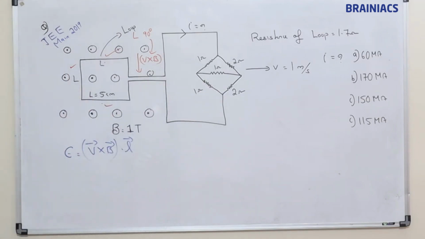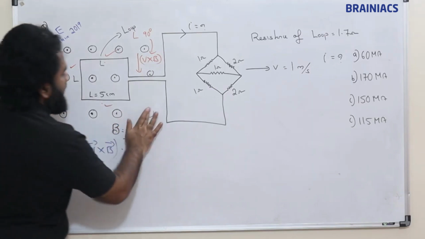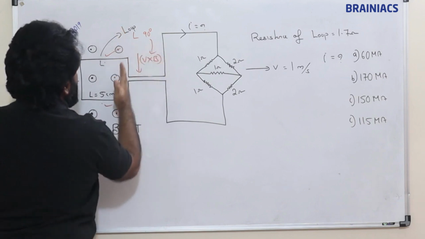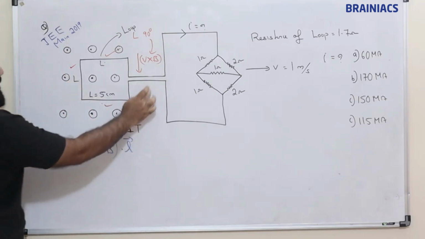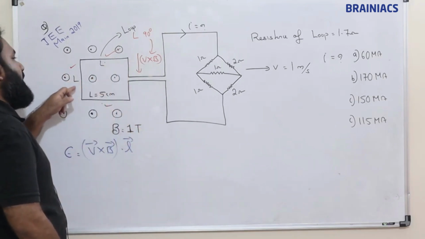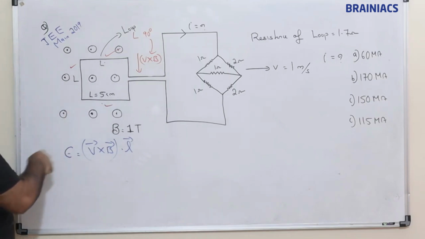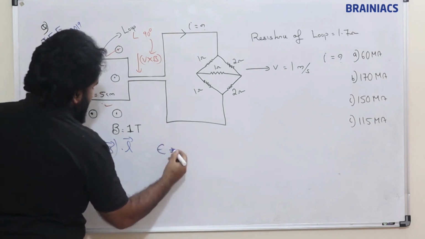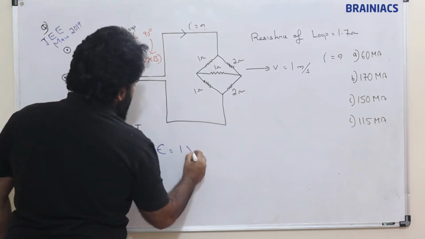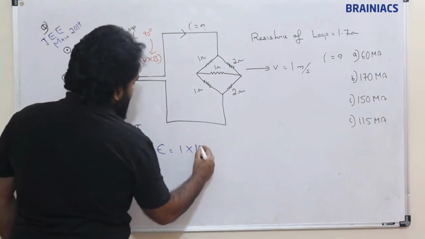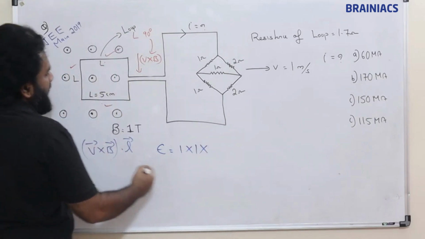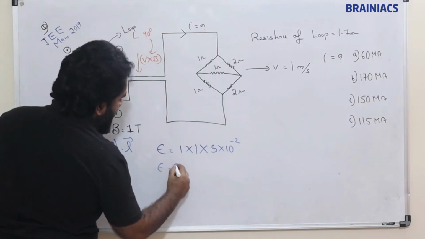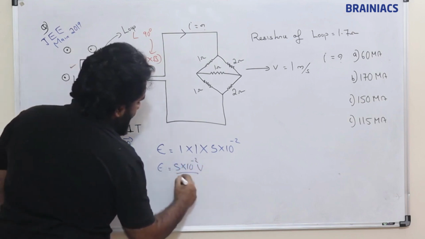That is the fundamental we need to understand. And here, only this part is inside the magnetic field. Remove this. So this L will give us the EMF. So EMF is equal to what then? V is 1, B is 1 Tesla, L is 5 centimeters, so 5 into 10 raised to minus 2. So E is equal to 5 into 10 raised to minus 2 volt.